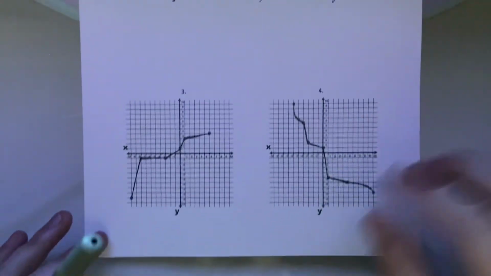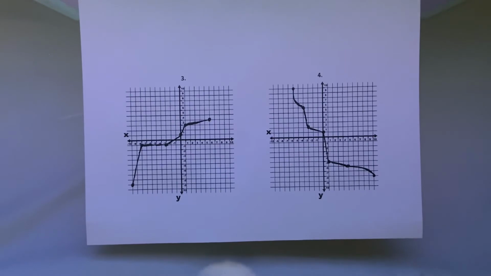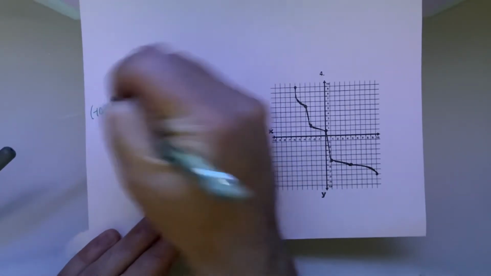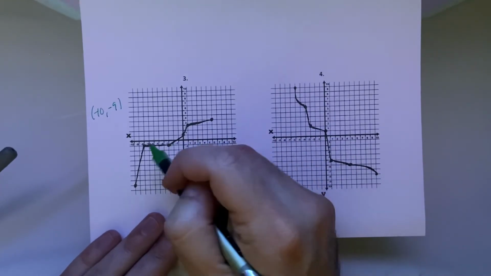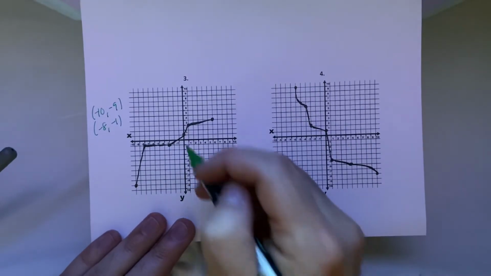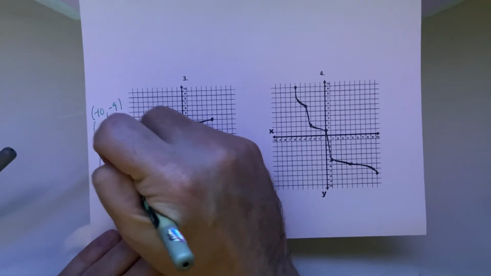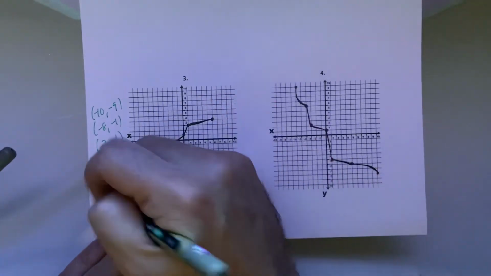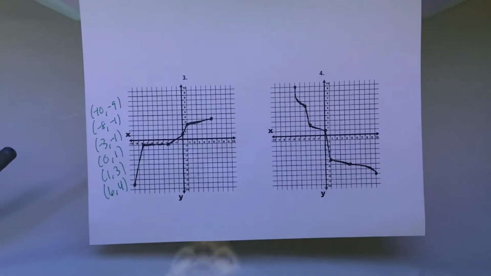For more awkward shapes, the strategy still holds. Let's just make a note of some of the points we have on the original. So on the original, it looks like we have (-10, -9), (-8, -1), (-3, -1), (0, 1), (1, 3), and (6, 4).